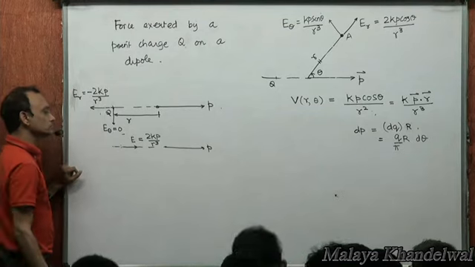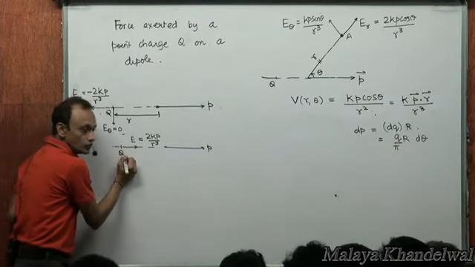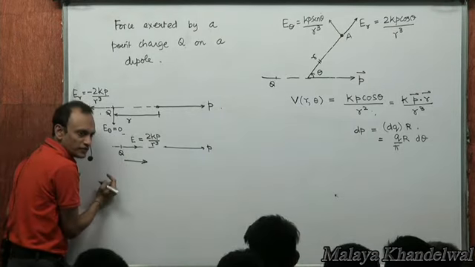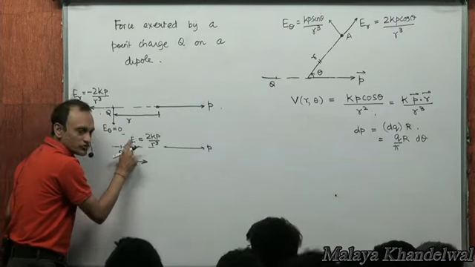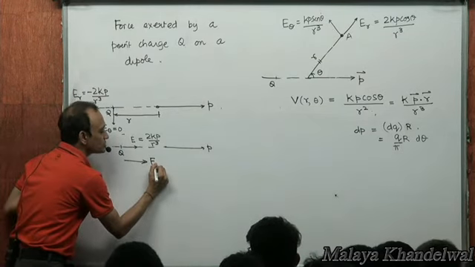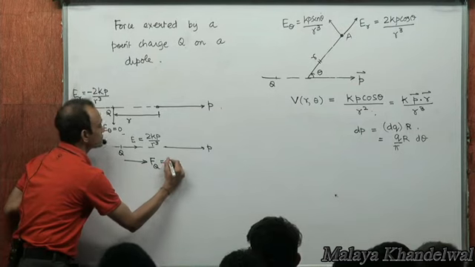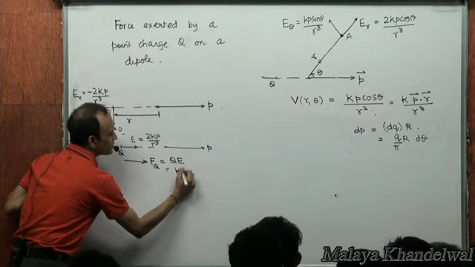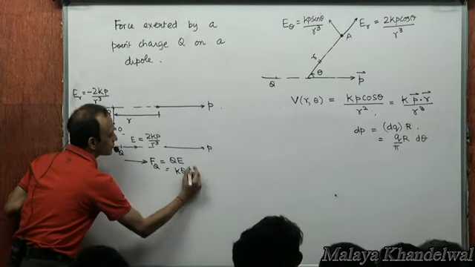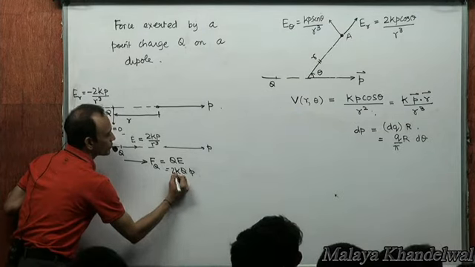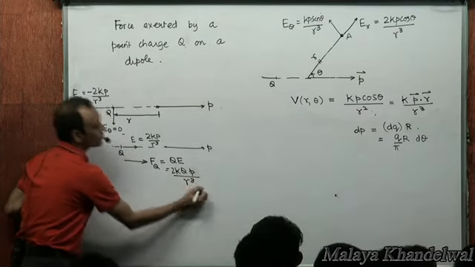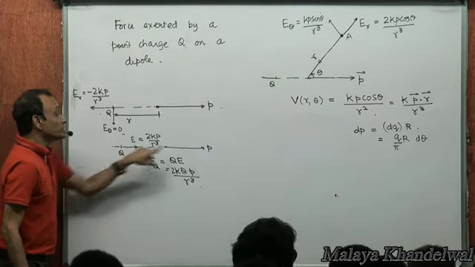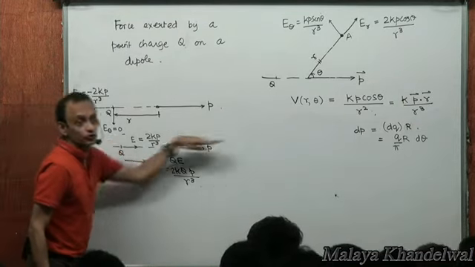That means this charge q will experience a rightward force. How much is it? q into the electric field. The force experienced by this charge q is going to be rightwards, which is qE, which is 2kqp by r cubed. So the dipole exerts on this charge F_q to the right.